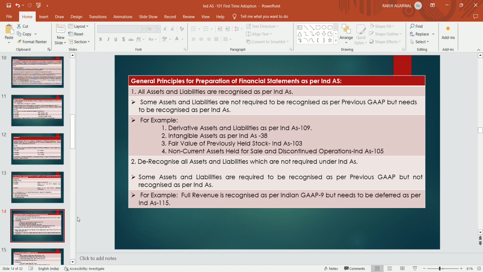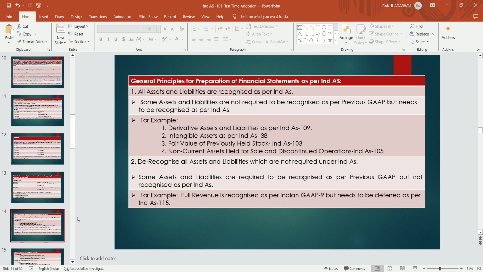These disclosures are not available in previous GAAP, but they are available in Ind AS. So, some assets and liabilities which are not recognized in previous GAAP are required to be recognized as per Ind AS. For example, derivative assets and liabilities as per Ind AS 109, intangible assets as per Ind AS 38, fair value of previously held stake as per Ind AS 103, non-current assets held for sale and discontinued operations.